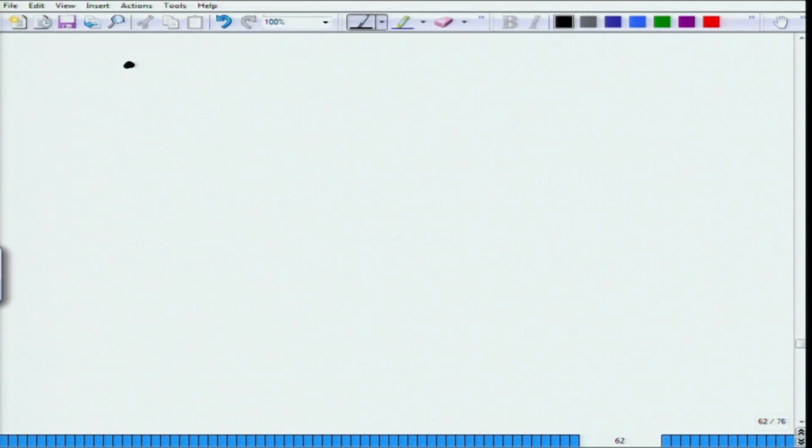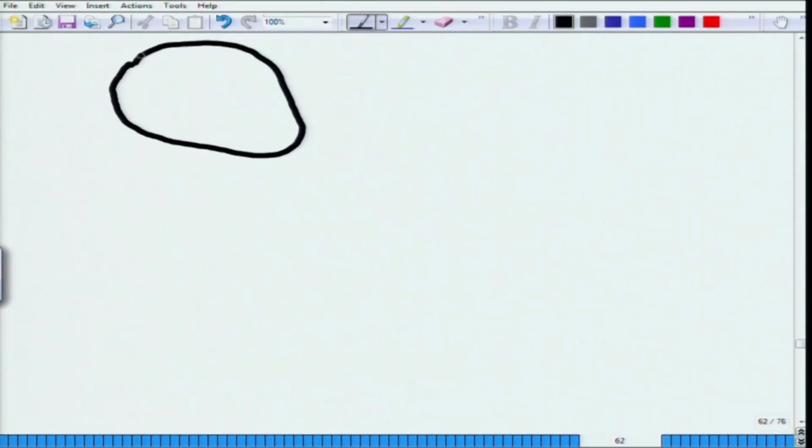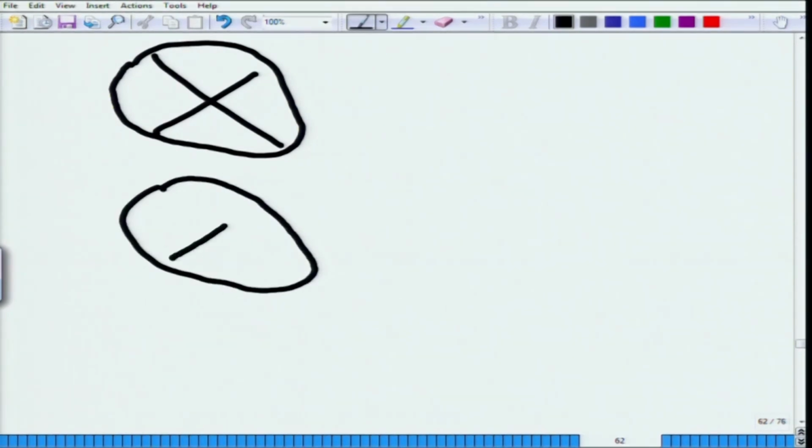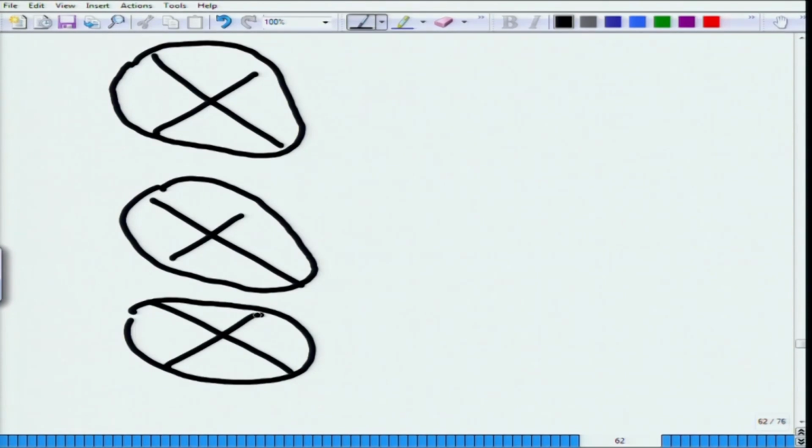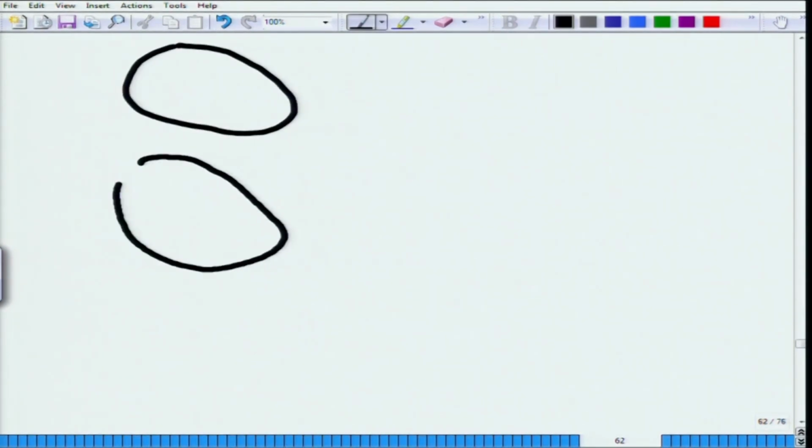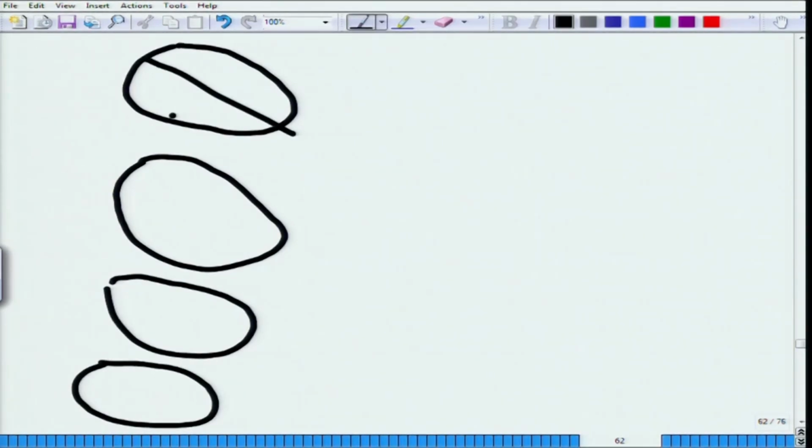So, let us start with this. Let me draw 4 chambers, that will be easy. 1, 2, 3, let me redraw it because I cannot accommodate it here. So, let me see, 1, 2, 3 and 4. Okay, fine.